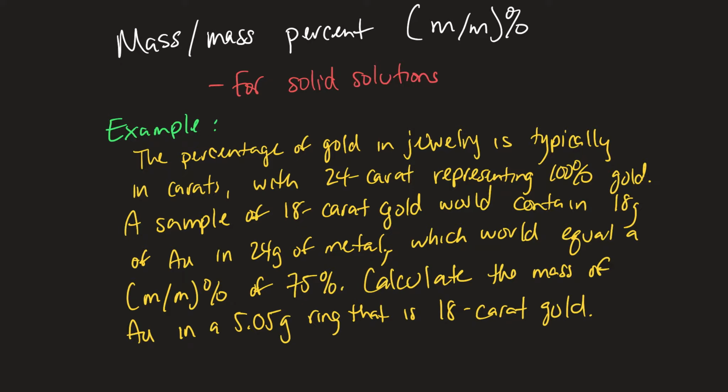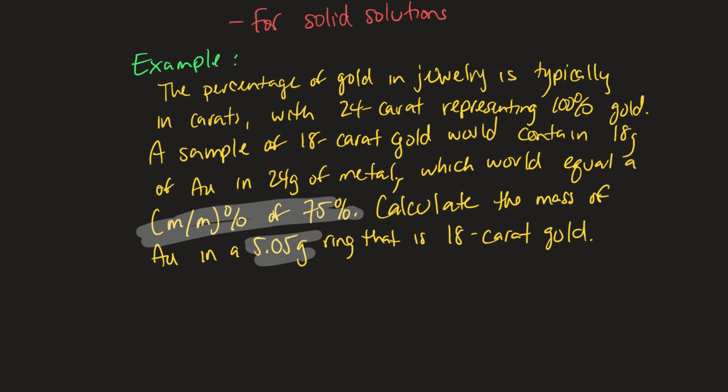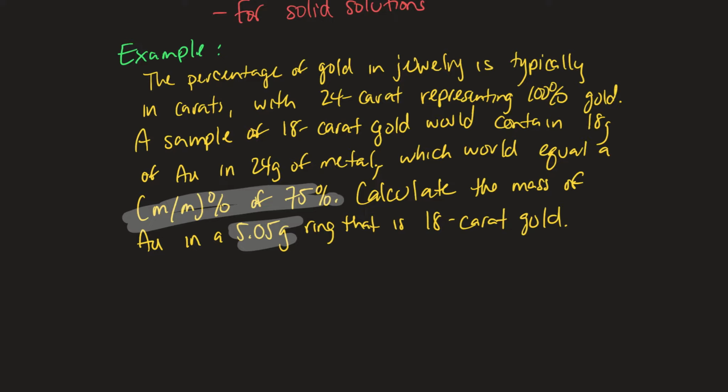Let's pick out what we do know, which may help us answer this question. We know that the mass percent is 75%, and that the mass of the ring is 5.05 grams. Let's break down exactly what this mass percent is saying. Basically it's the mass of the solute divided by the mass of the solution, times 100.